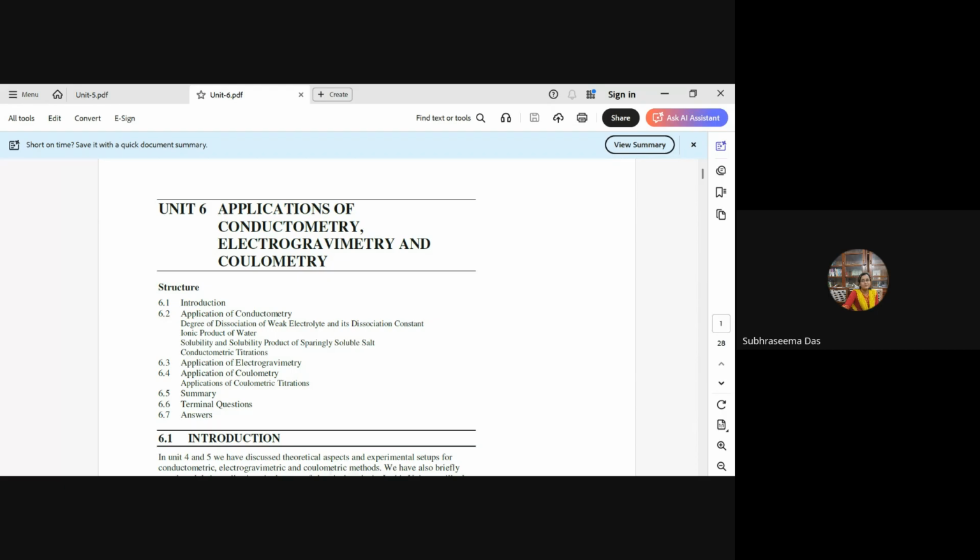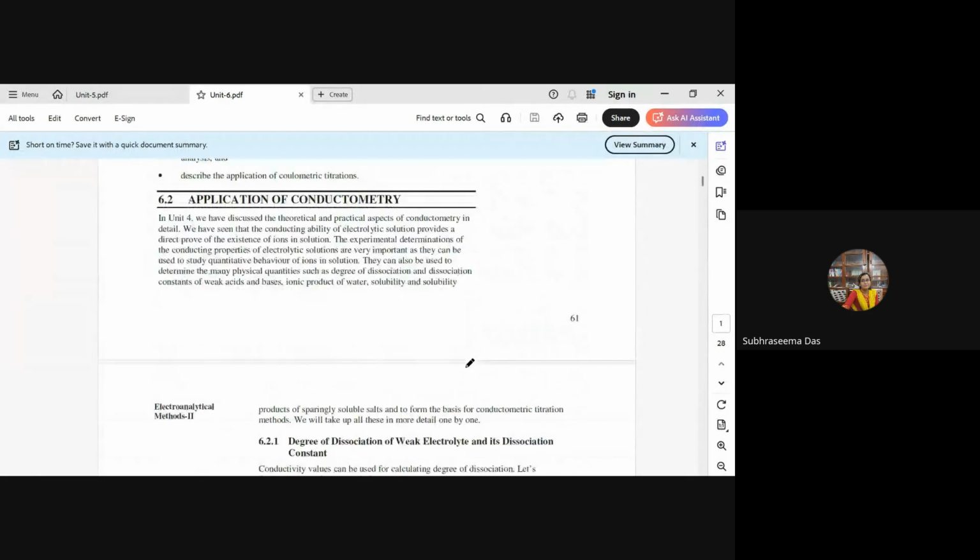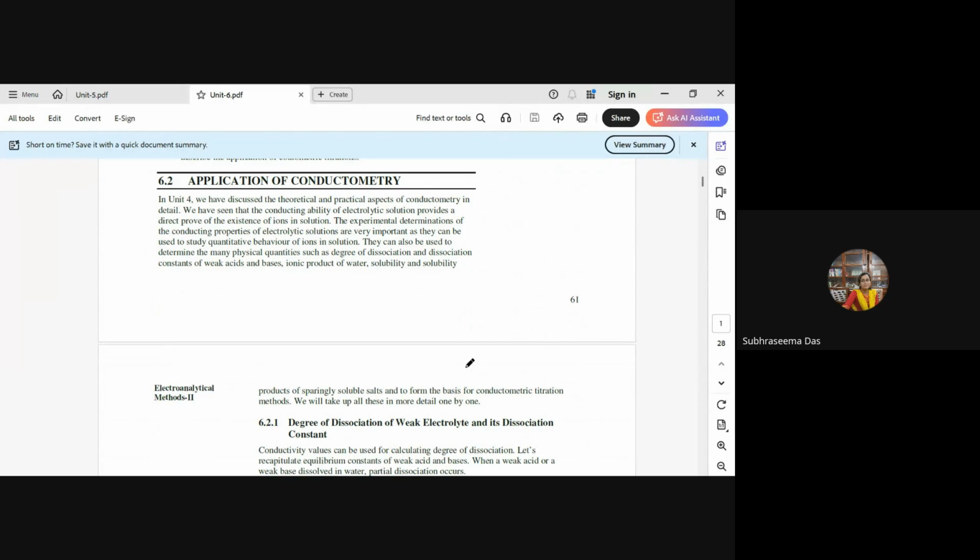So, in this chapter, we'll talk about the applications of conductometry, electrogravimetry, and coulometry. In previous units, we have talked about the principles and the instrumentation. So in this chapter, we'll just discuss their different applications. First is the application of conductometry.